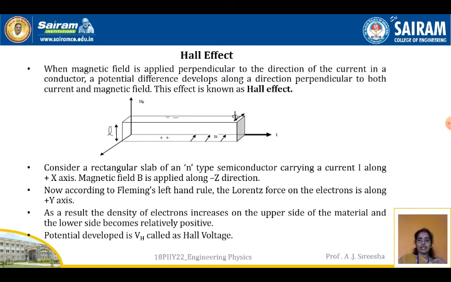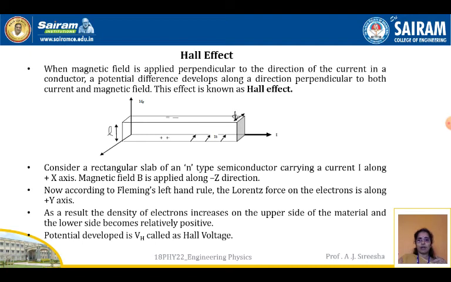You can see here the current is along the x-axis. Consider a rectangular slab of an n-type semiconductor carrying a current I along the positive x-axis. The magnetic field is applied along the minus z direction. We see what exactly is happening here.